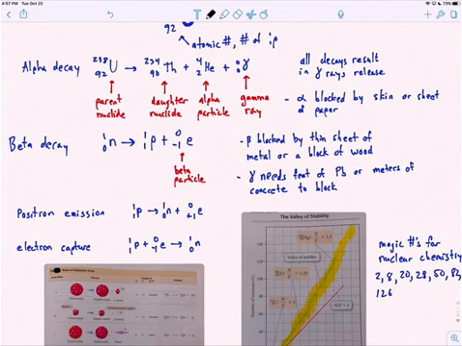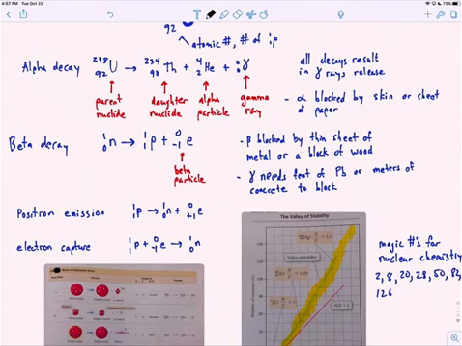It's really hard to absorb gamma. You need feet of lead or meters of concrete. So on the order of 3 meters, so 10 feet of concrete will stop most gamma rays, and a foot or 2 of lead will stop most gamma rays. So they're pretty hard to stop.